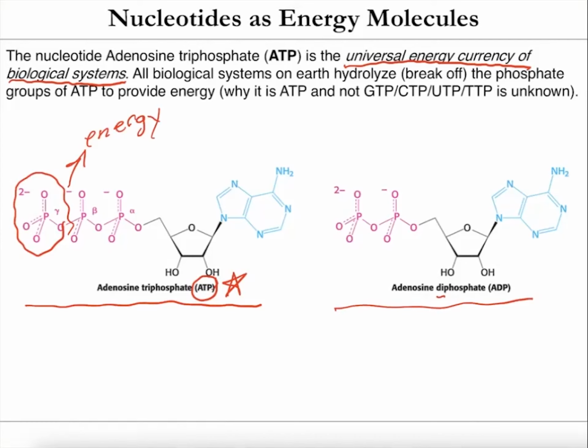So why is this ATP and not some other nucleotide, so not the G, the C, the U, or the T? When you break their phosphate bonds, they release just as much energy as ATP. So why ATP is the universal energy currency is completely unknown and lost to evolutionary biological history.